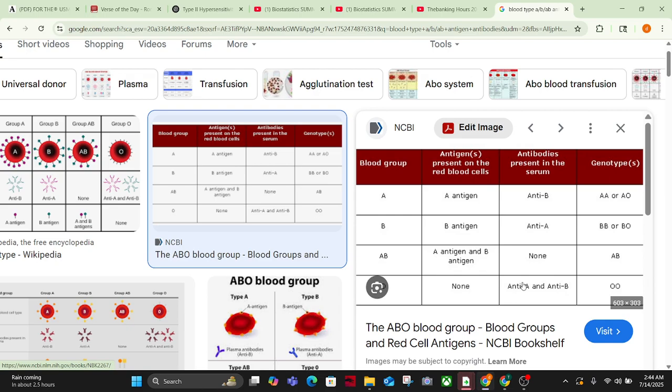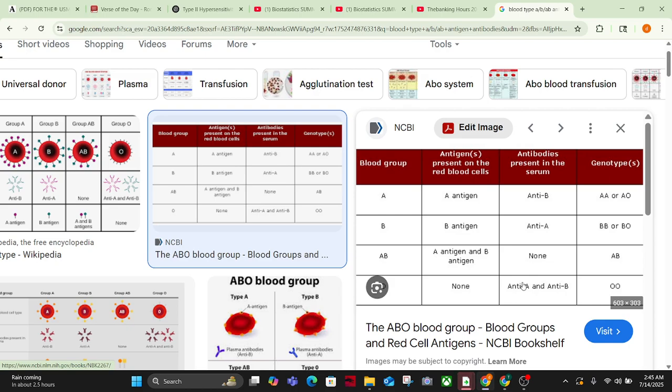So going back to this chart over here, blood group A has A antigen and B antibody. Blood group B has B antigen and A antibody. Blood type AB has A and B antigen and no antibody. Blood type O has no A or B antigen and has A and B antibody.